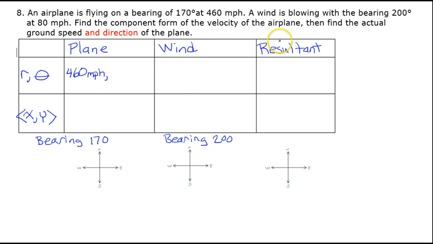But anyway, while we're at this zoom level and I can see the whole problem, let's go ahead and write down the magnitude at least for the wind. The wind is blowing at 80 miles an hour. So we have an 80 mile an hour wind. Seems pretty high, like a hurricane's coming. And that is your magnitude. So we have the magnitude of each. Now we need the direction of each. I'm going to have to zoom in for that.